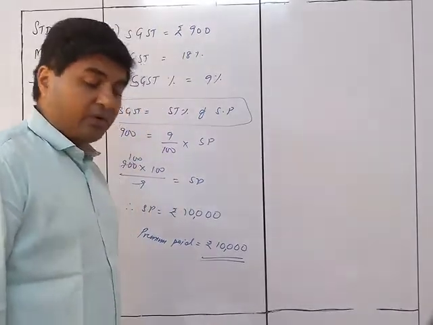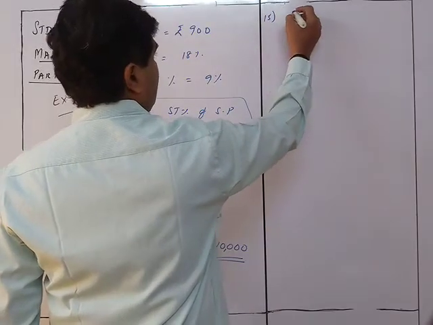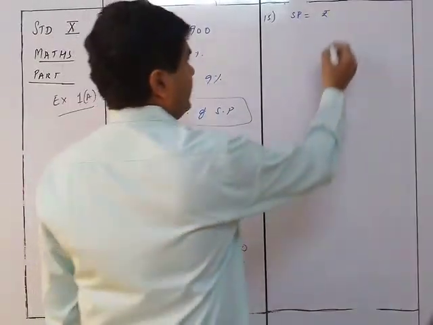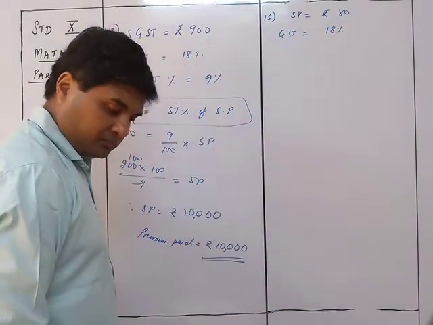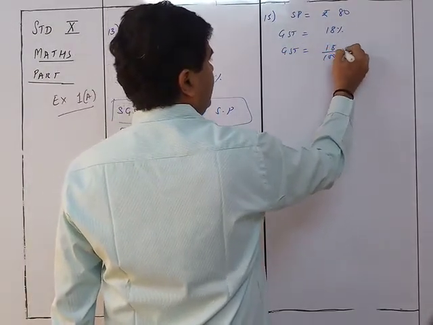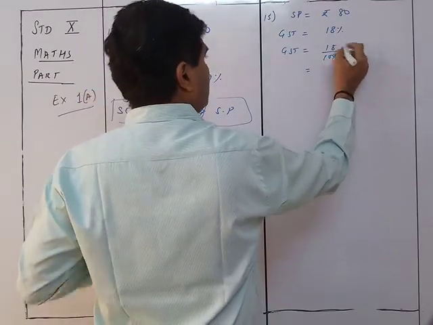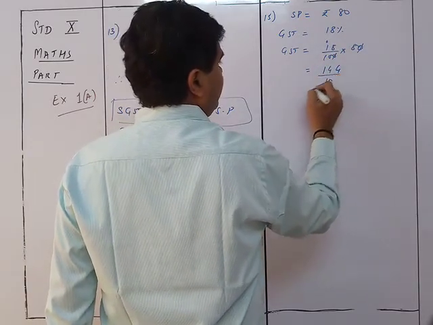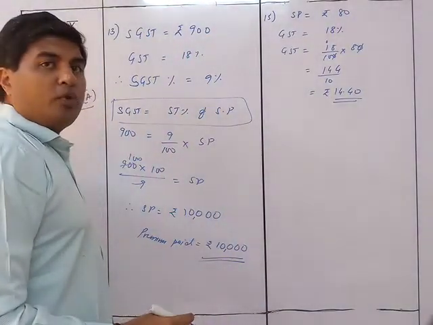So we'll do one thing, we'll have to find out the GST for both the things one by one. So first of all, when the SP was rupees 80, then GST is 18%, right? So therefore GST value will be 18 upon 100 into 80. So that is going to be 1440 upon 100, which is equal to rupees 14.40 as the GST which he would have paid earlier.